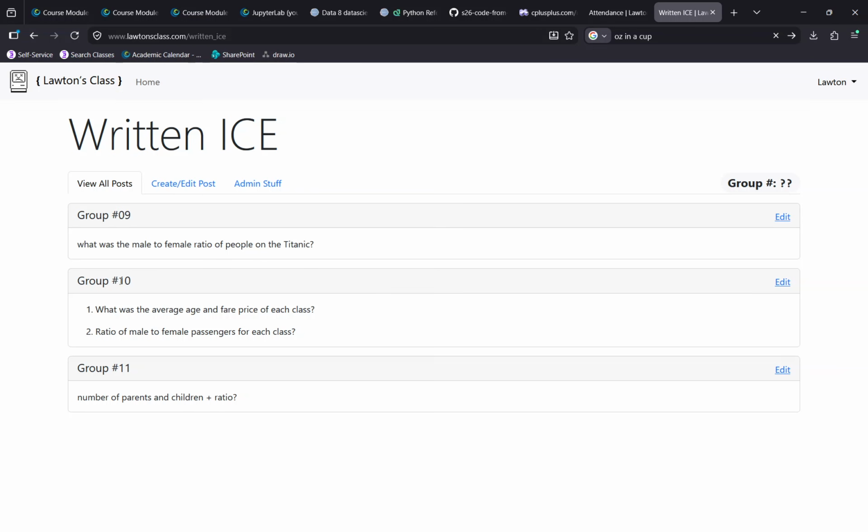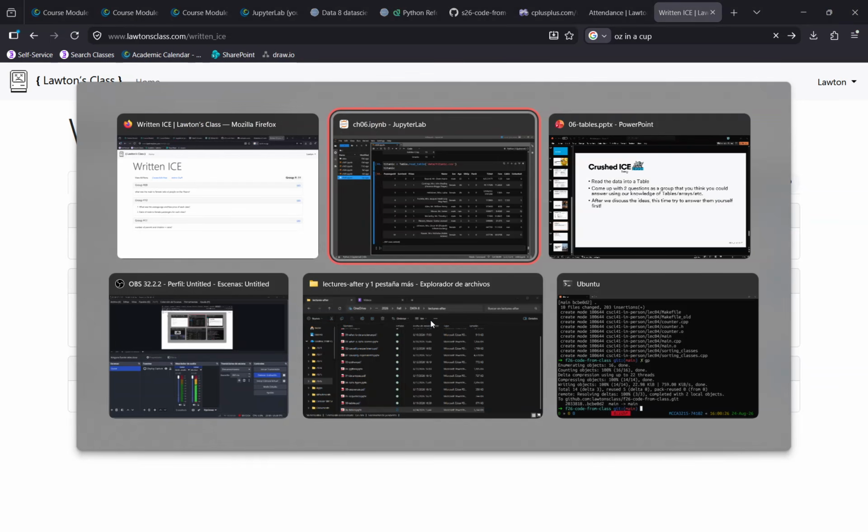Yeah, let's do at least one. Let's do one of these male to female ratio things. Ratio of people. Let's break it down by class because that would be a couple questions. So I'll do group 10's question 2. I think that would be a good one to do. And then you let me know if you have any questions about how to solve the other ones.